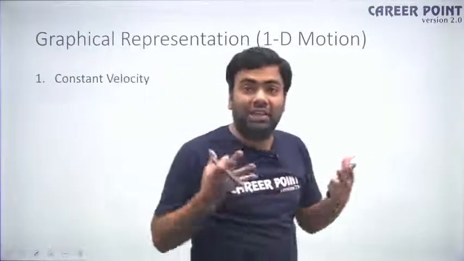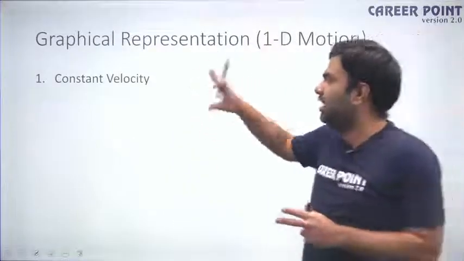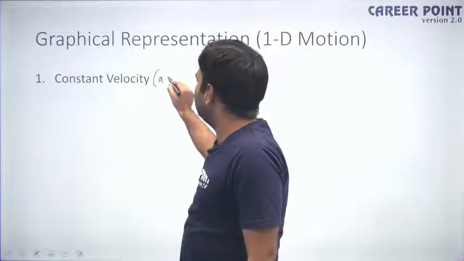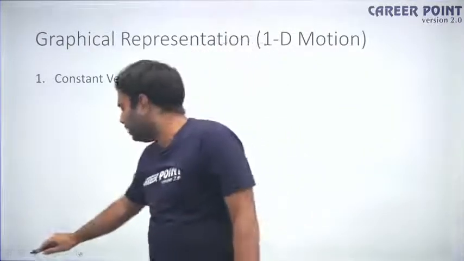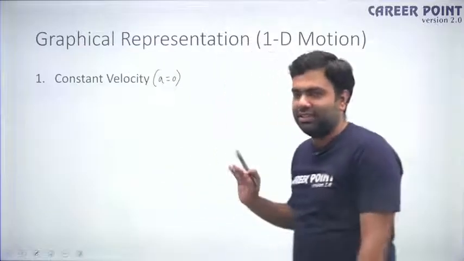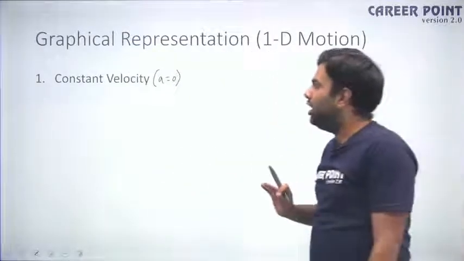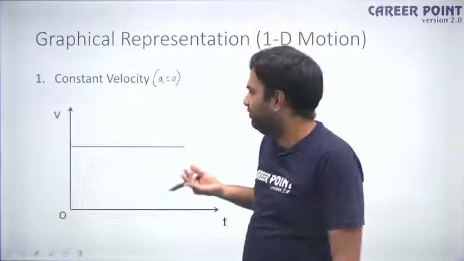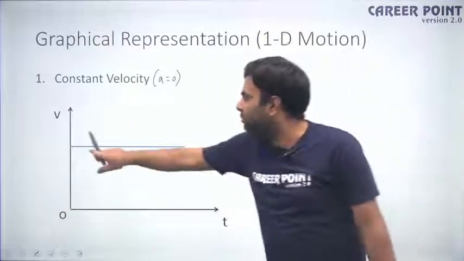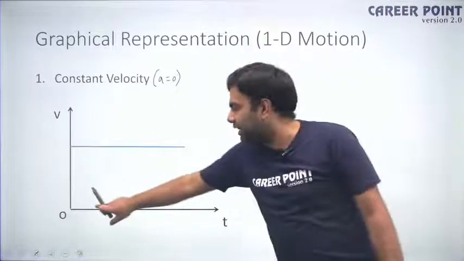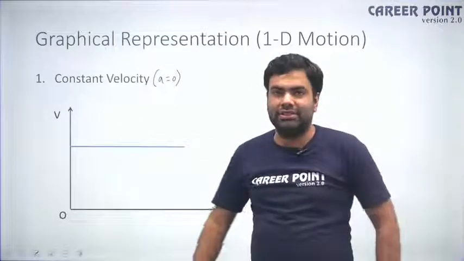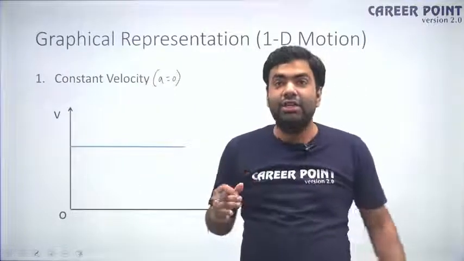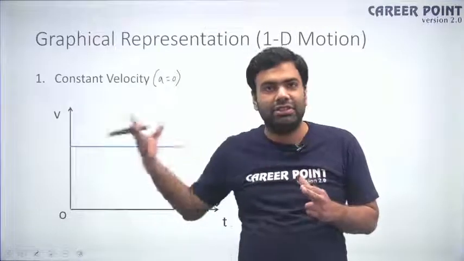What will be the graphs of constant velocity? See, first of all, velocity is constant. That means acceleration is 0. Now, if we want to draw the velocity time graph, it will be a straight line parallel to the time axis, because velocity is constant. That means velocity will not change with the passage of time.